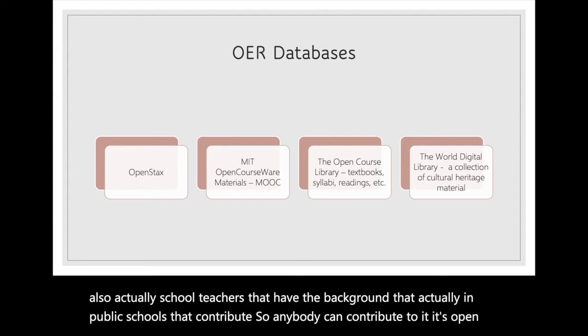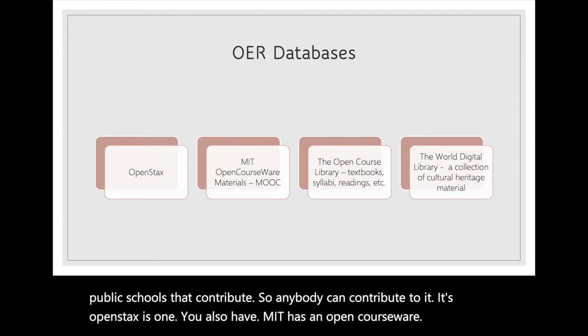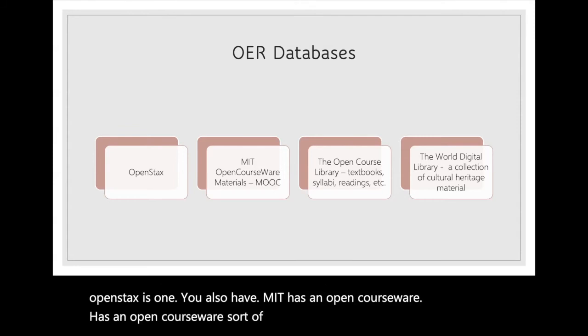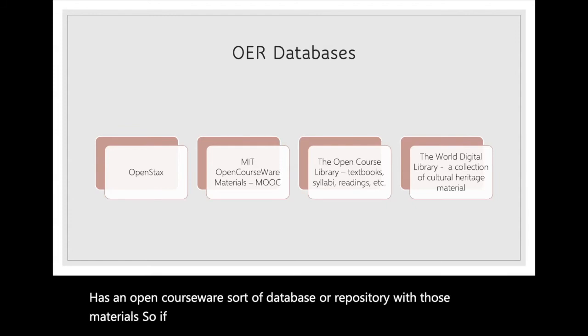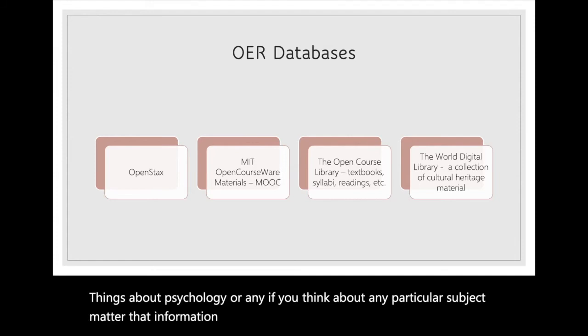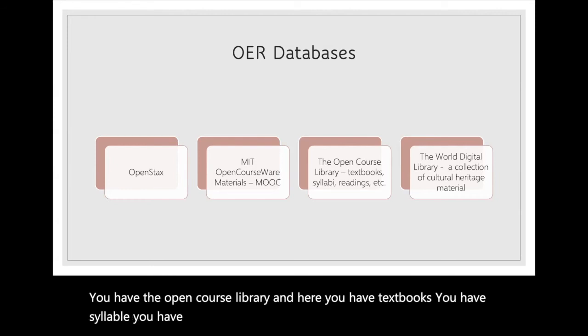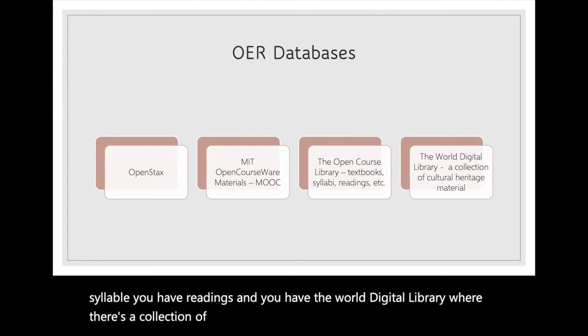OpenStax is one. You also have MIT, which has an open courseware database or repository with those materials. So if you want to learn things about psychology or any particular subject matter, that information is freely available through MIT. You have the Open Course Library, and here you have textbooks, syllabi, and readings, and you have the World Digital Library, where there's a collection of cultural heritage material.